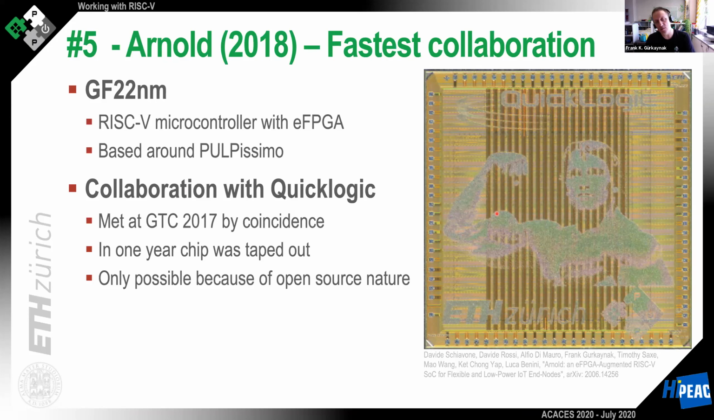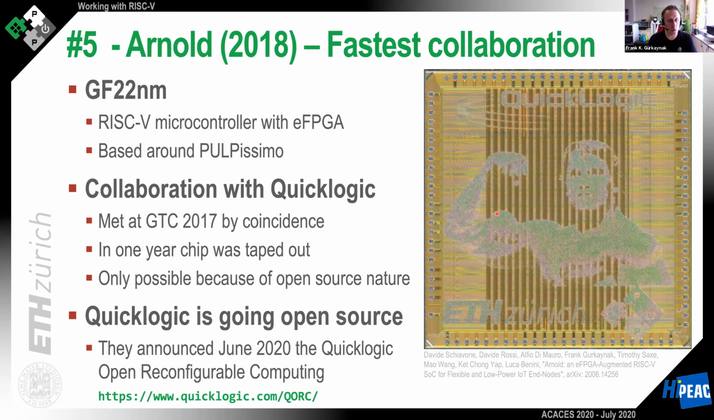What I really like about this collaboration is the following. We met the CEO and marketing officer of QuickLogic by chance at a GlobalFoundries technical conference. Basically, we were late for lunch and waiting in the queue, and we started talking. It took us only 1 year to tape out this chip. This is only possible because of the open source nature of what we had, because that allowed us to move in quickly. And recently, only 2 weeks ago, QuickLogic made more of an offer to go open source. They announced in June 2020 the QuickLogic Open Reconfigurable Computing initiative. You can trace all these things back to a chance meeting and companies changing their ideas.